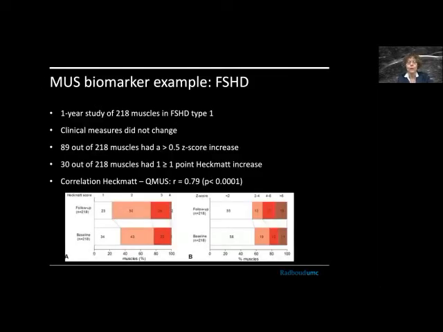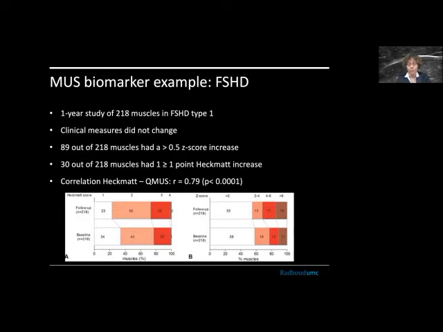But it doesn't only work in Duchenne's. Here's another classic neuromuscular disorder, FSHD, where we performed a one-year study of 218 muscles. So it was a repeated measurements design. And after 1 year, we saw that in this cohort, no one changed clinically in a meaningful way. So there were some slight changes, but at the group level, it just didn't figure out. So if you did a trial again, then you would have to look for much longer than that year to find any clinically meaningful changes.